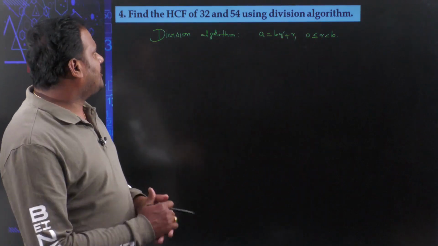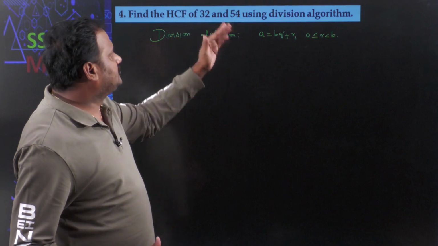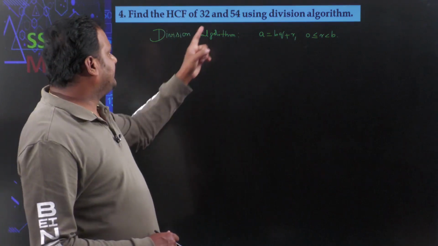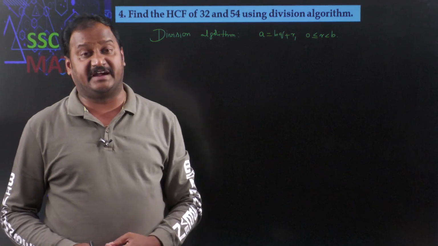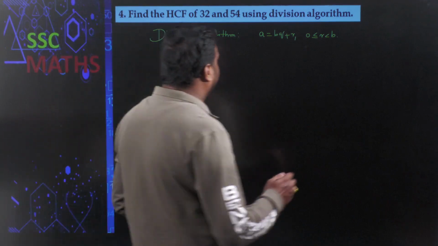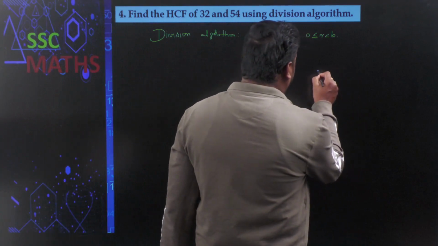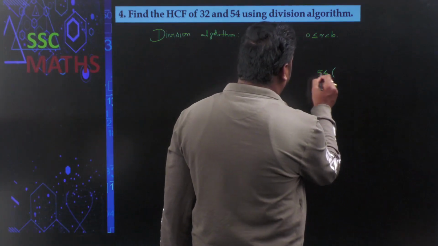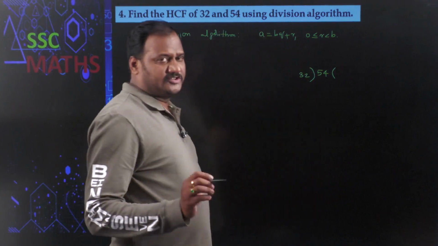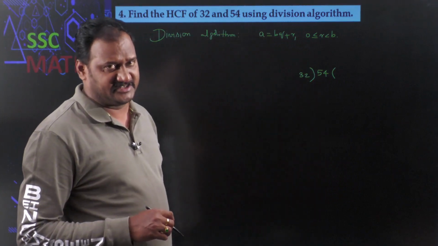So now, how do you find out the HCF of these two numbers by using the division rule? So first of all, try to find out the HCF of those two numbers by long division method or short division, whatever that is called. Okay, so I am going to divide 54 by 32. I think you know the procedure of finding HCF by this division method.